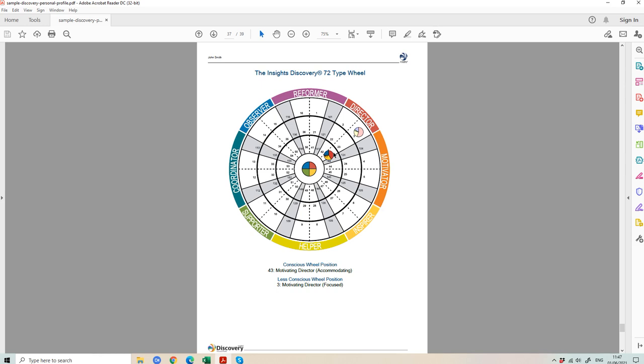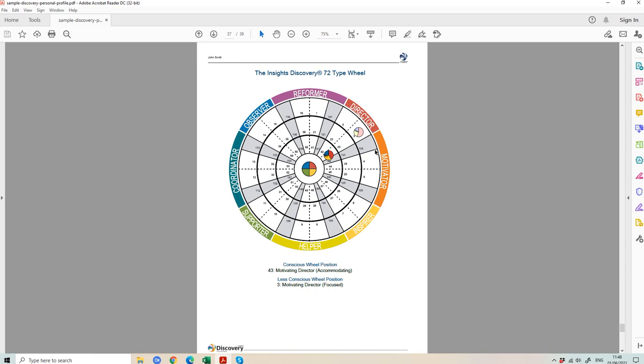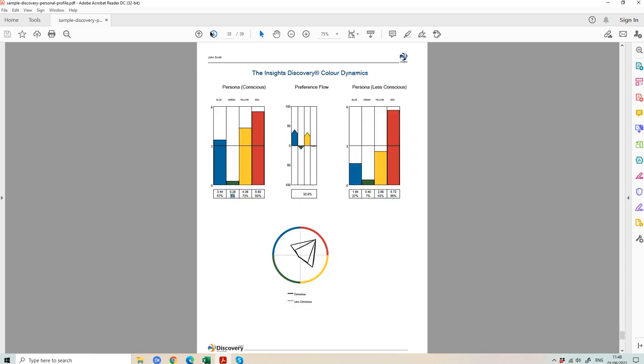These accommodators will shift into different energies depending on the nature of the interaction or what's going on at work. So you'll see myself drawing on those different energies during the day. Or if I'm further out here, I'm probably going to be more dominant, using fiery red and sunshine yellow more often. So that is how you'll get these charts linking up to the 72 type wheel.